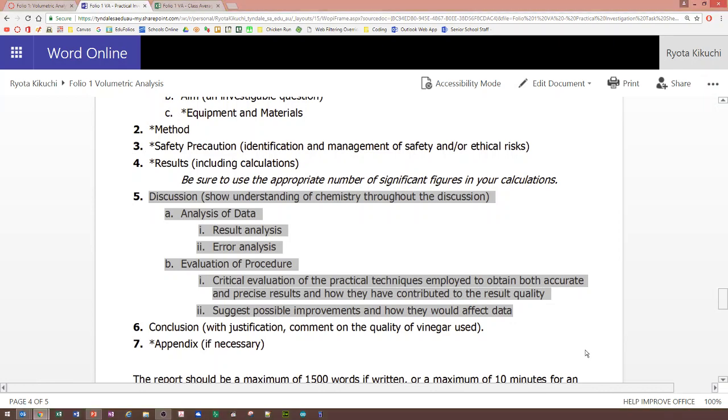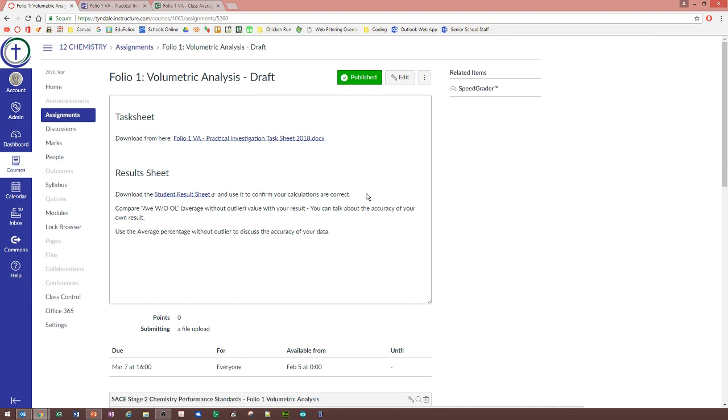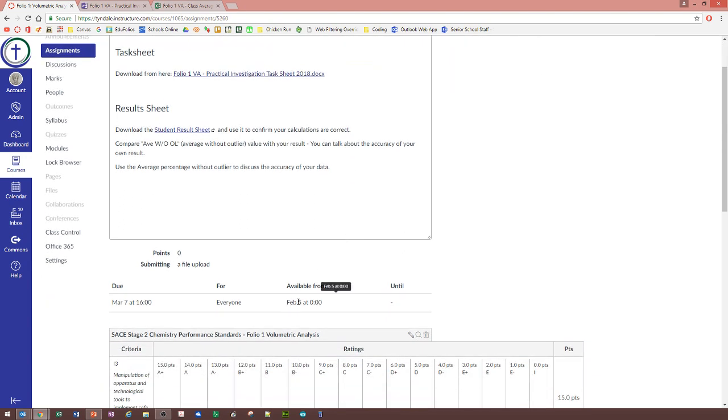Alrighty. Now, due date for the draft, I think I put it as February 5th. Is it? Hang on. Available from, sorry, this one, due date, 7th of March, so 1 week from now. Okay.